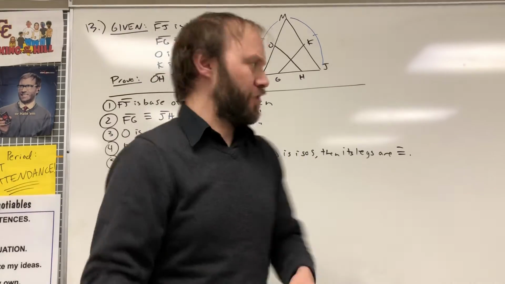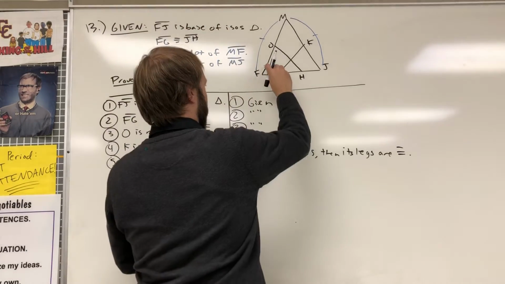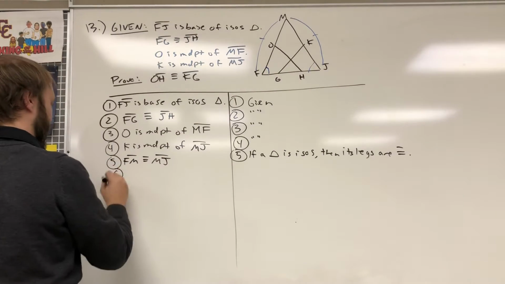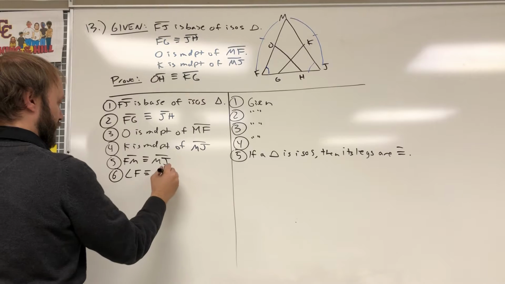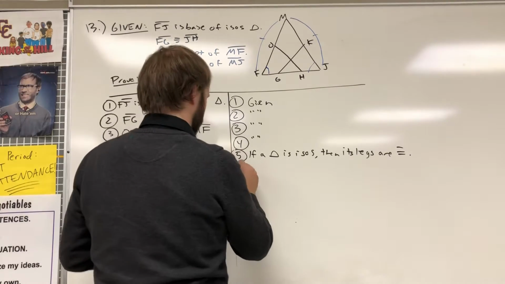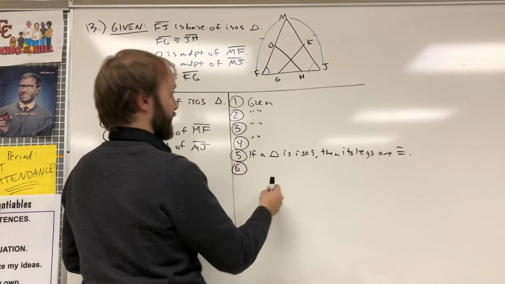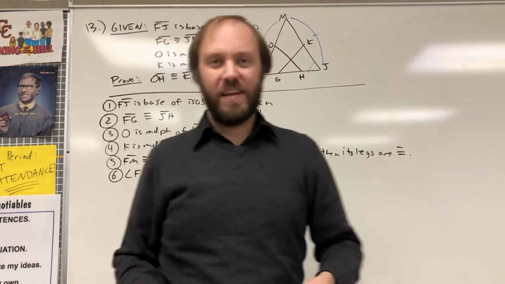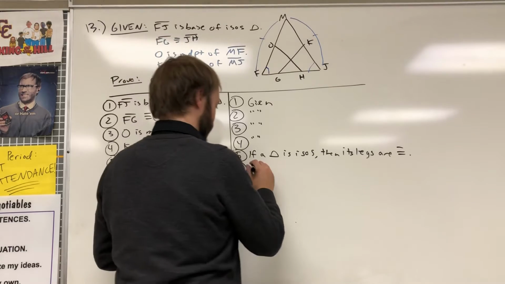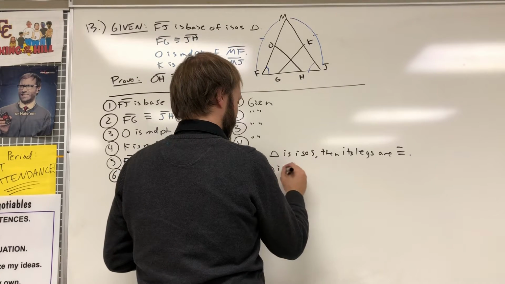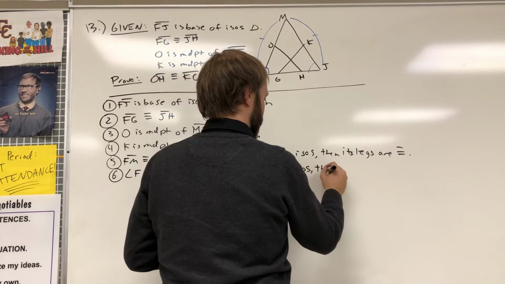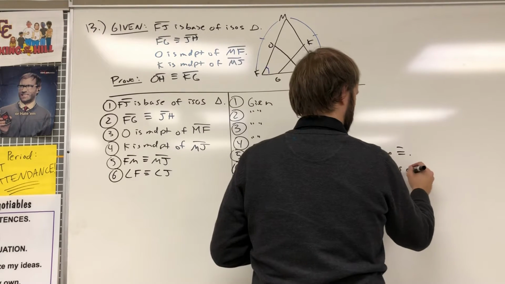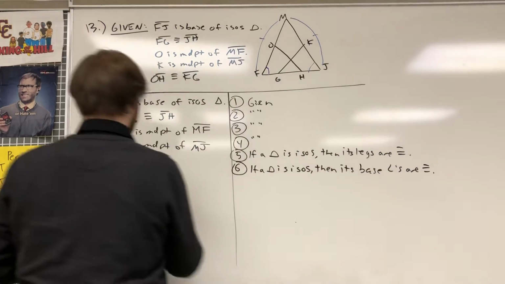But remember, your base angles are also congruent. So angle F is going to be congruent to angle J here. Okay. So angle F is congruent to angle J. Two things you could say here. You could say in a triangle, if two sides are congruent, the opposite angles are congruent, or you can just go back to the definition of isosceles triangle since they told us that. If a triangle is isosceles, then its base angles are congruent. All right, we've got that.